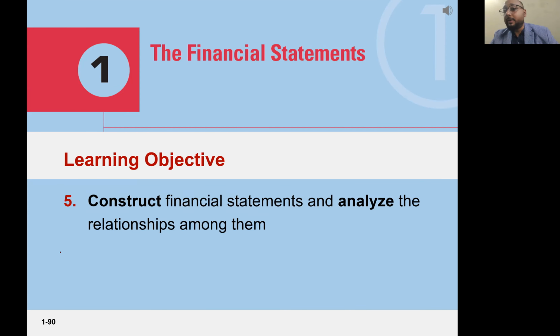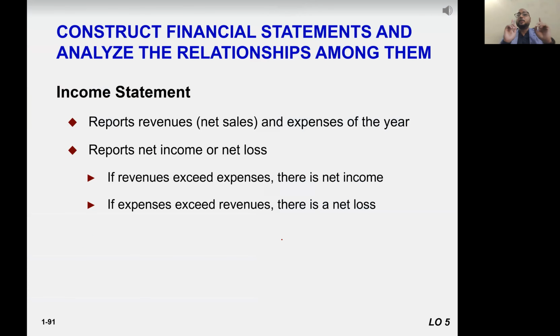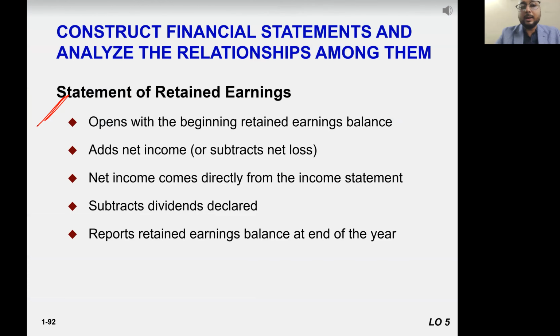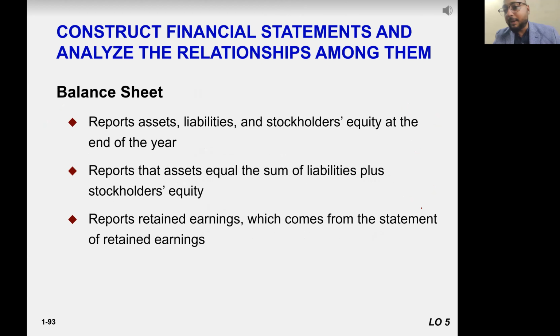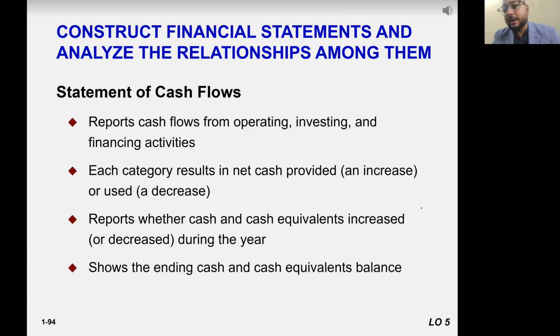Now, this one I already explained, because if you want to find out the relationship among the financial statements, first you need to make the income statement, because it is then used to calculate the retained earnings statement, right? And this is the formula: opening retained earnings plus net income minus dividend is equal to ending retained earnings. First, you need to calculate the net income, then retained earnings, then the balance sheet, and then you can find out the cash flow statement.